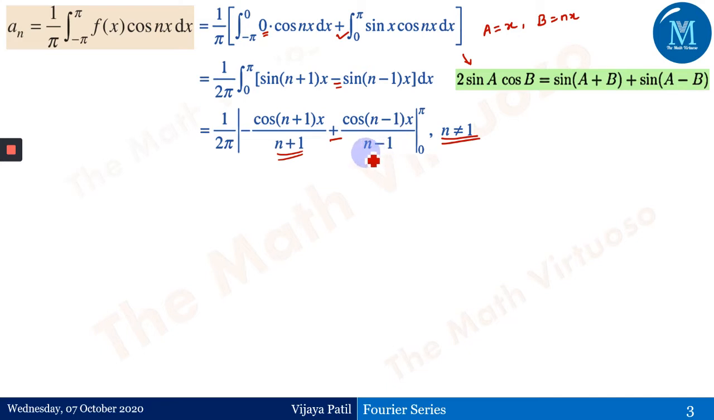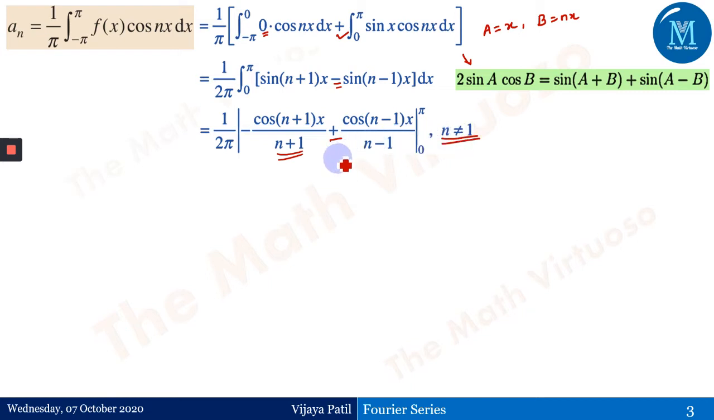So if I put n equals 1 here, it will give me 1 minus 1. So the denominator becomes 0, and this entire quantity will go to infinity or not exist. Therefore, this condition plays a very important role. That means whatever value I find for an, that value is not correct, or not valid, for n equals 1.